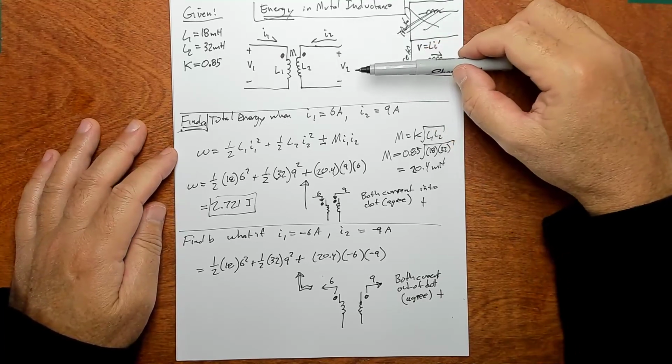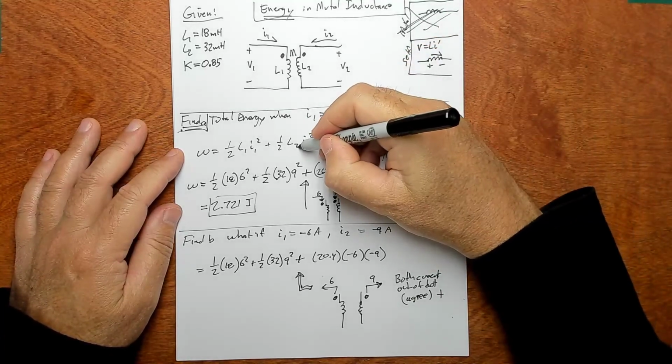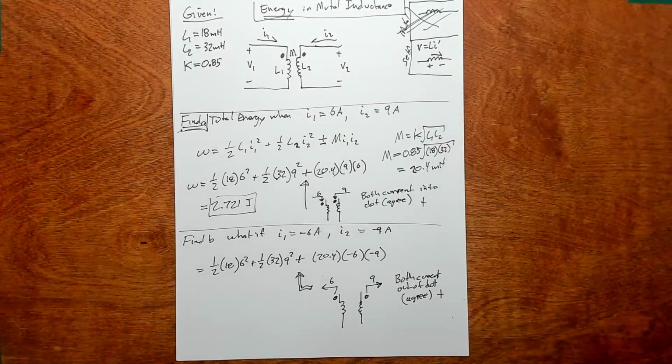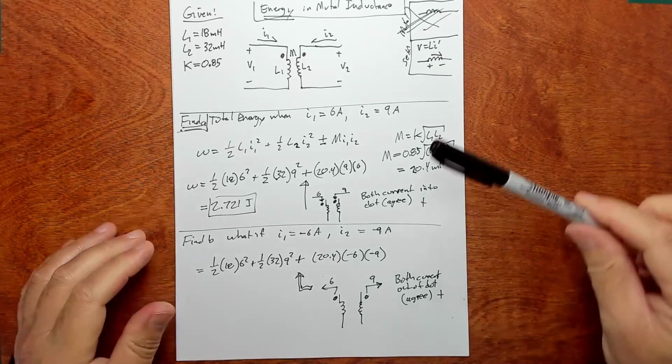One more reminder, don't forget, for mutual inductance, there's a dot convention for energy, and then there's a separate dot convention for voltage. Two different things.